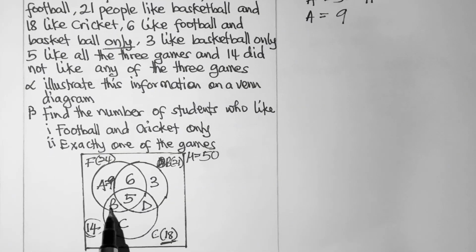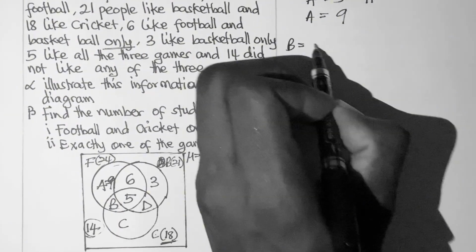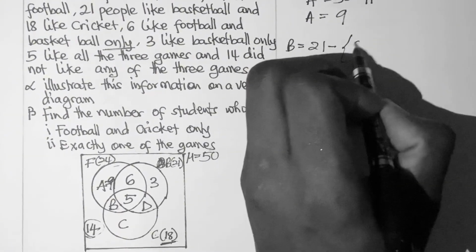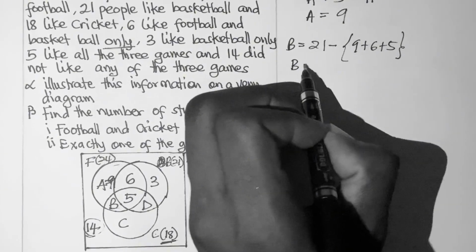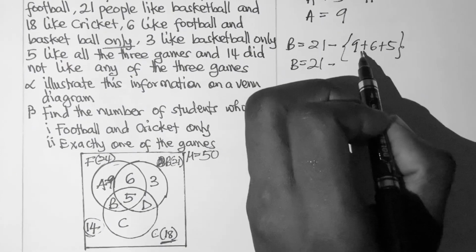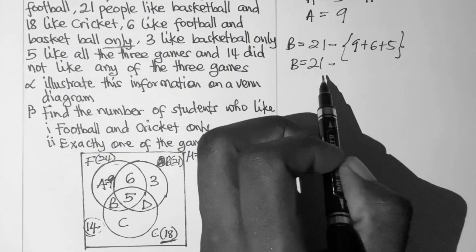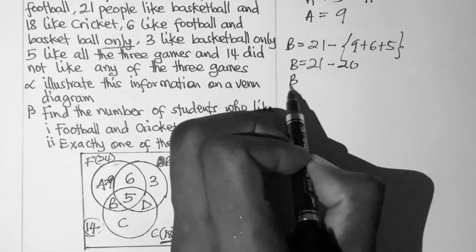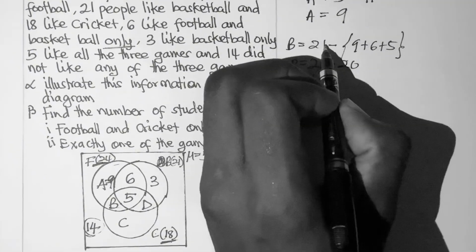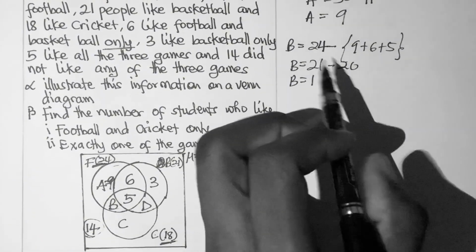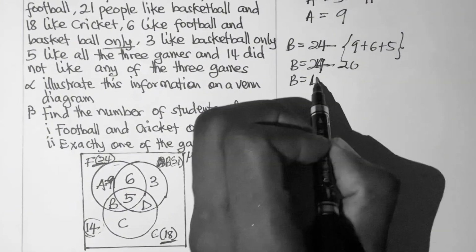So since we found the value of A, we can find B because all of that region is 24. So B is equal to 24 minus into bracket 9 plus 6 plus 5. 9 plus 6 is 15. 15 plus 5 is 20. Sorry, I made a mistake. The football is 24, but I wrote 21. So here's 24. 24 minus 20 is going to give us 4. So B is equal to 4.